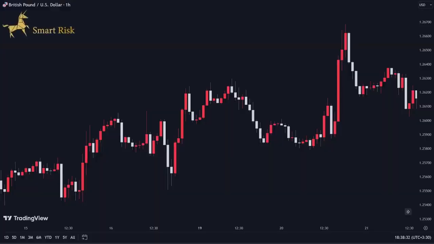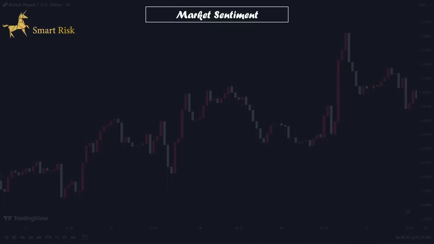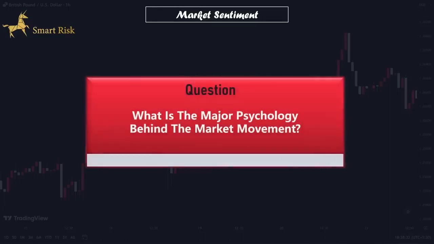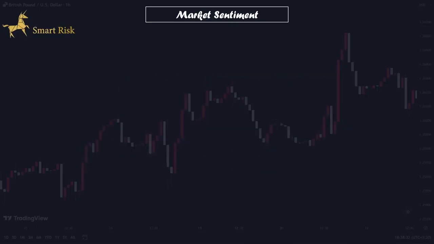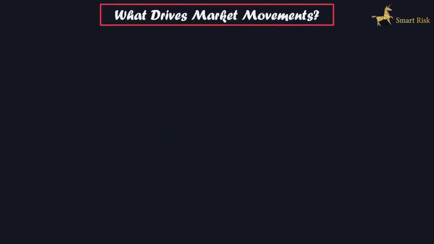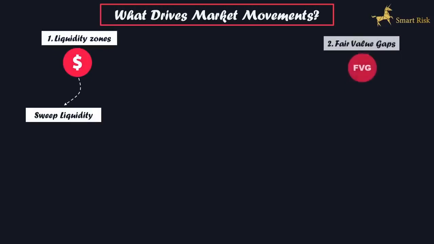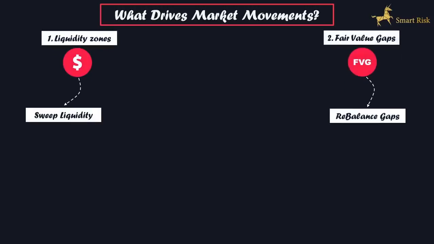Welcome back traders, so let's get started. Before diving into the basic and advanced features of the fair value gaps, let's have a quick breakdown of market sentiment and see what is the main factor that fuels the market and what is the major psychology behind the market movement. The dynamics behind market movements can be boiled down to two key factors that consistently influence price direction.